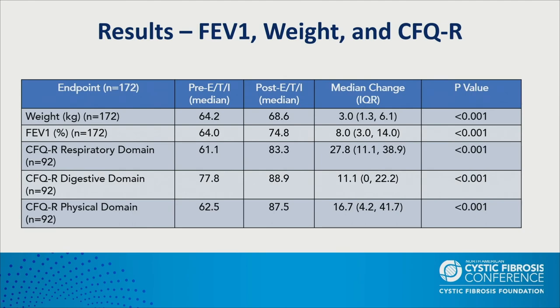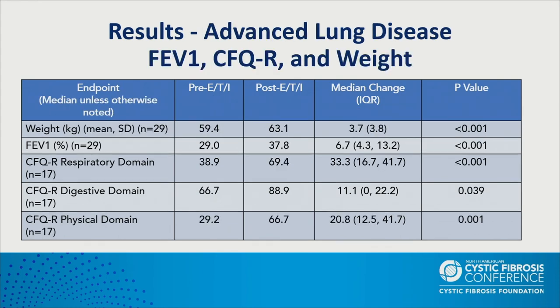Here are results for our FEV1, weight, and CFQR scores. Weight increased 3 kilograms, FEV1 increased 8%. The respiratory domain score increased 27 points, digestive domain score increased 11 points, and physical domain score increased 16.7 points. All were statistically significant.